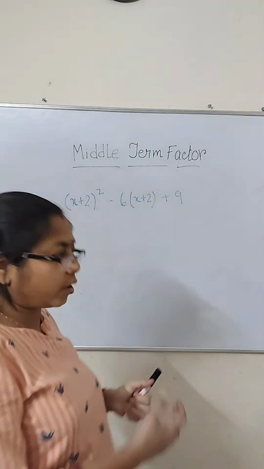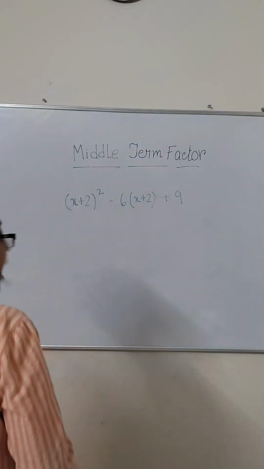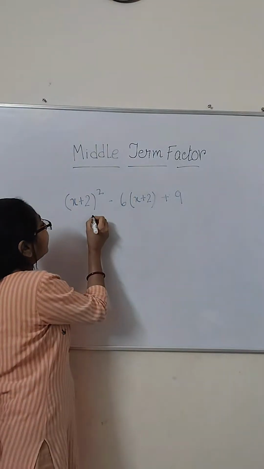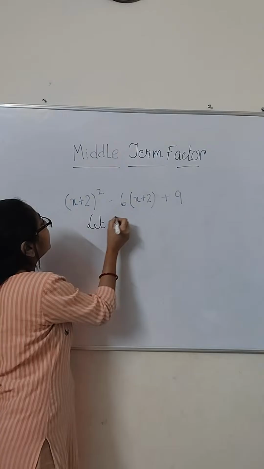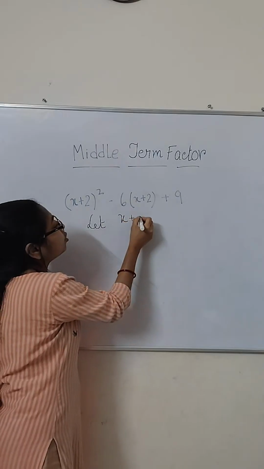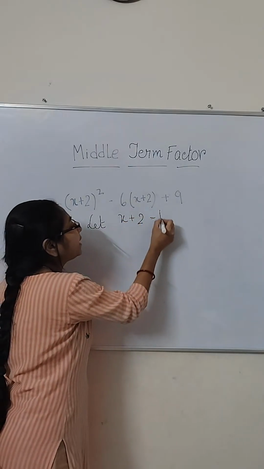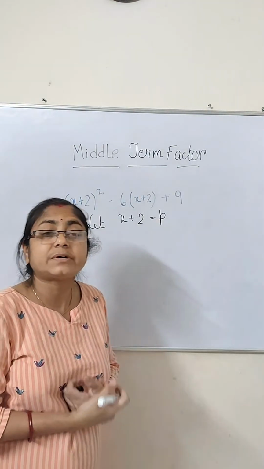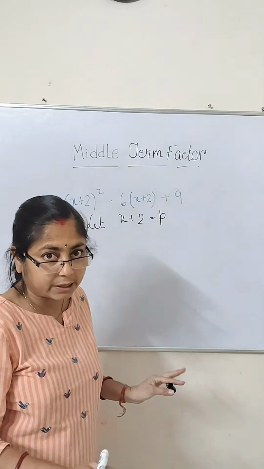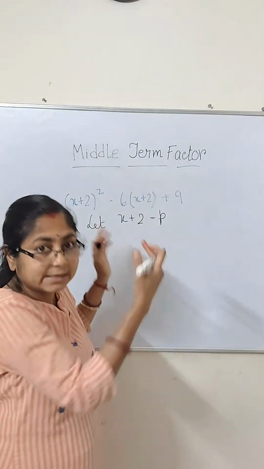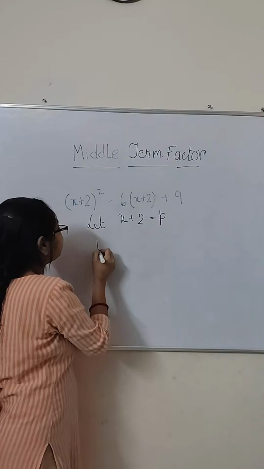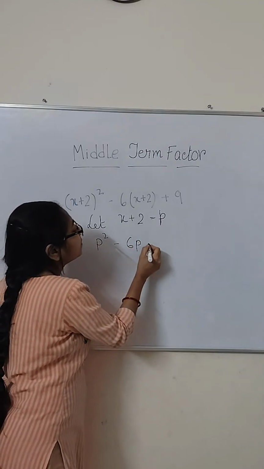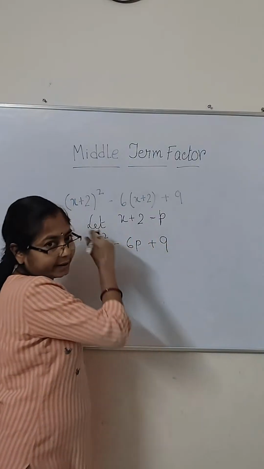But for your safe side, I tell one thing. How can you do it? Not directly. First you write, let x plus 2 equal to p. You can write any other variable, no problem, but first you use a variable. You make the math easy. Then it is p square minus 6p plus 9. I made the math easy.